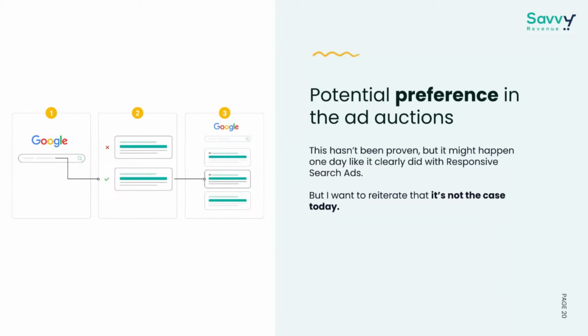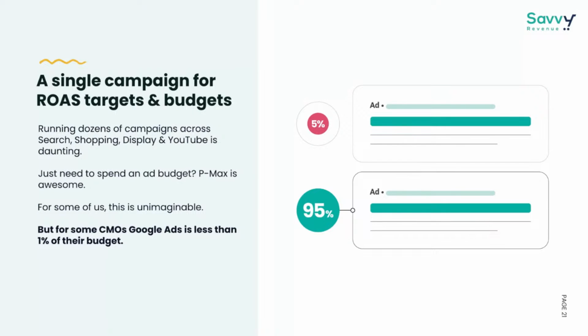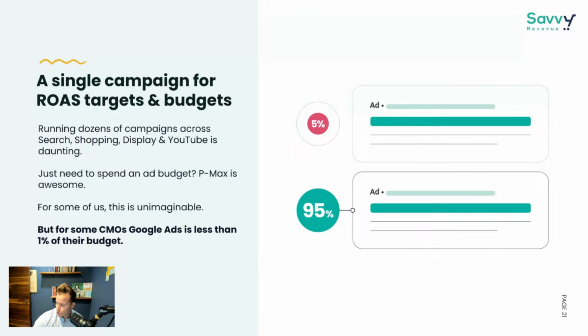I think this argument is mainly just Google reps coming out and trying to force advertisers to push over, so you get a single campaign for ROAS targets and budgets. It might be a thing that you and I don't think about, but some CMOs out there have their Google Ads spend be less than 1% of their budget, and trying to be on search, shopping, display and YouTube is a big ask. But some just need to spend something on Google and want to have campaigns running on all entities. For me, that sounds crazy, but Google Ads for some companies is just 1% of their marketing budget, even big companies. So this can be an amazing campaign type for some advertisers.